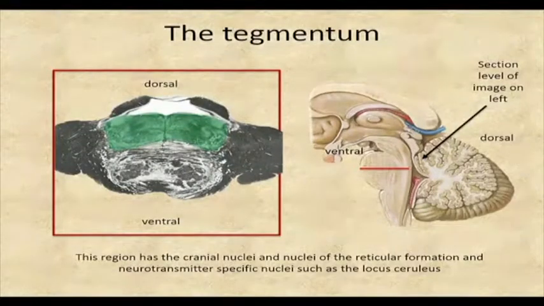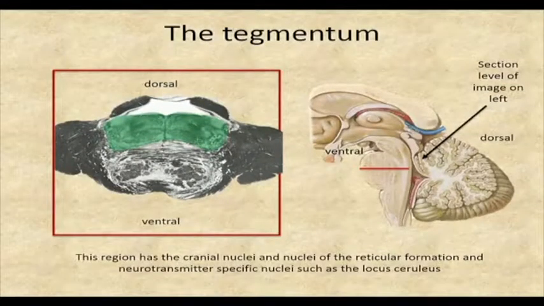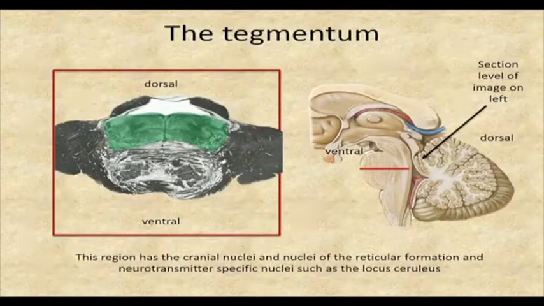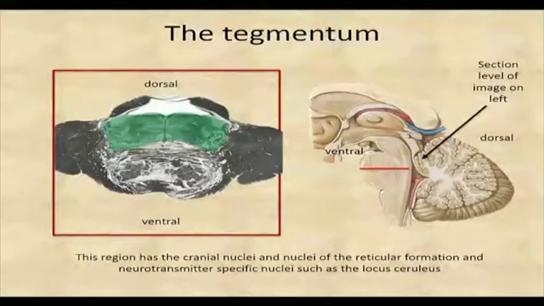So the nuclei aren't the only thing in the tegmentum. We also have tracts that are coming up and down. And then we also have that other category I talked about yesterday, that I gave you some information on. You're going to learn more about this other category, like the reticular formation, like Raphe nuclei, and the neurotransmitter-specific neurons.